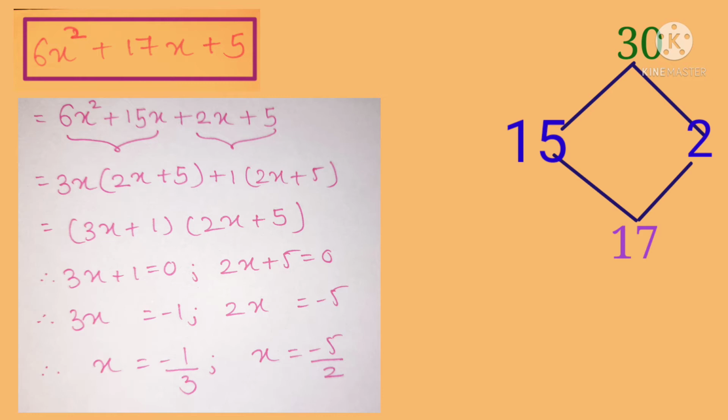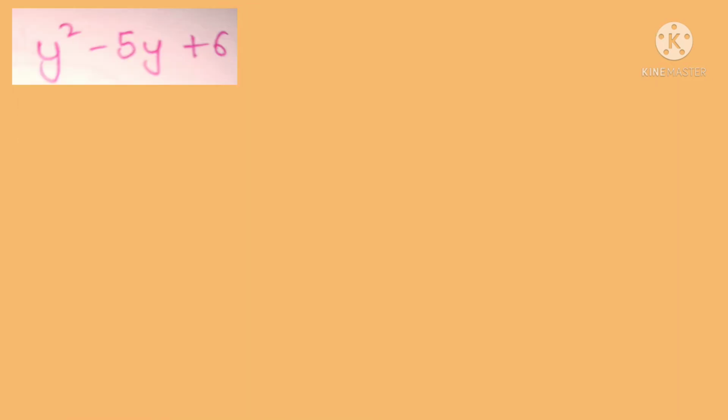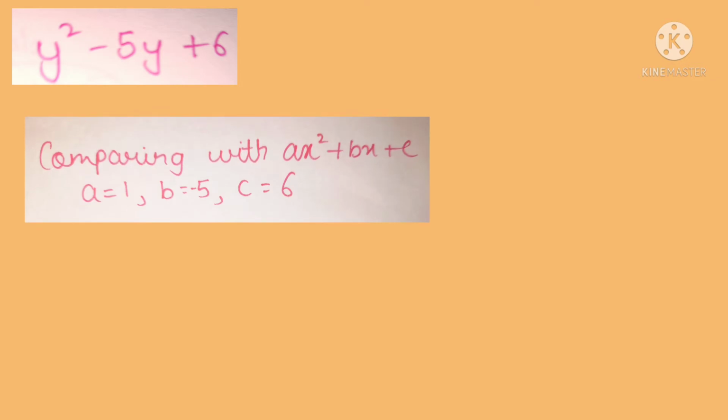In the examples, we have seen that a, b, c are all positive values, but if it contains negative values, then the procedure changes a little bit. So how do we need to deal with it? Let's get started with the question part. The question is y square minus 5y plus 6. In the previous example we have seen a, b, c as positive terms, but over here negative terms are involved, so we need to be careful while finding the values of p and q. Let's get started with it.